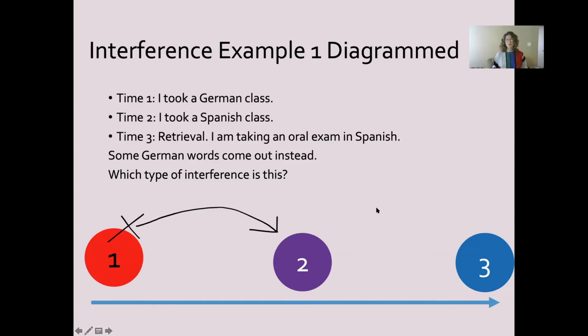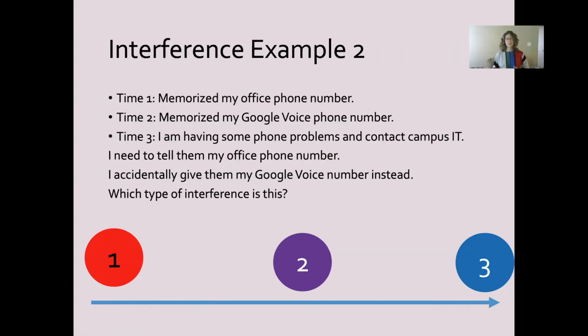And so next we're going to look at another example just to make sure we get this diagramming process down pat. Let's imagine that at time 1 is when I memorized my office phone number. At time 2 is when I memorized my newer Google Voice phone number. At time 3, imagine that I'm back on campus and I'm having some phone problems and I contact campus IT. I have to tell them my office phone number. Instead, what I end up typing into the email is my Google Voice phone number. Which type of interference is this?